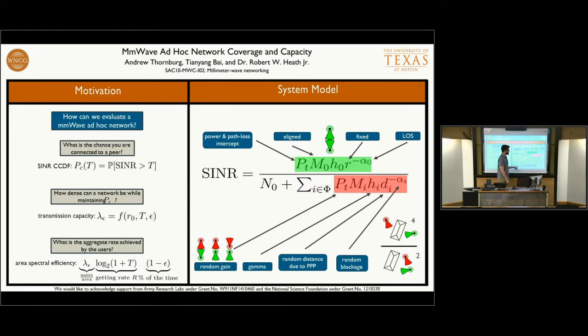And we use a gamma random variable as the fading. We have a random distance, di, according to the PPP. And then we have a blockage model which differentiates between line of sight and non-line of sight. So if it's non-line of sight, the path loss exponent is 4, and if it's line of sight, the path loss exponent is 2.